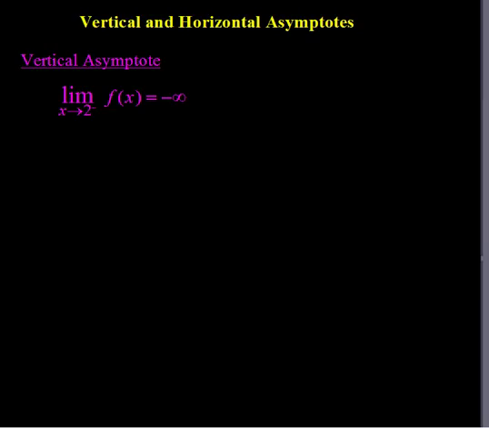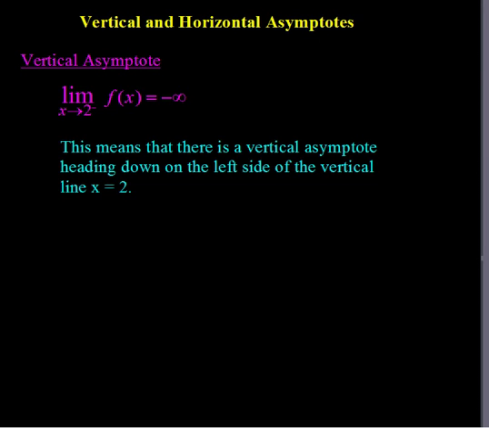Let's imagine that we're taking a limit of a function f of x as x approaches 2 from the left. If that limit is equal to negative infinity, that tells us that we have a vertical asymptote at that location. So it means that there's a vertical asymptote heading down on the left side of the vertical line x equals 2. Let's take a look at a drawing of that.